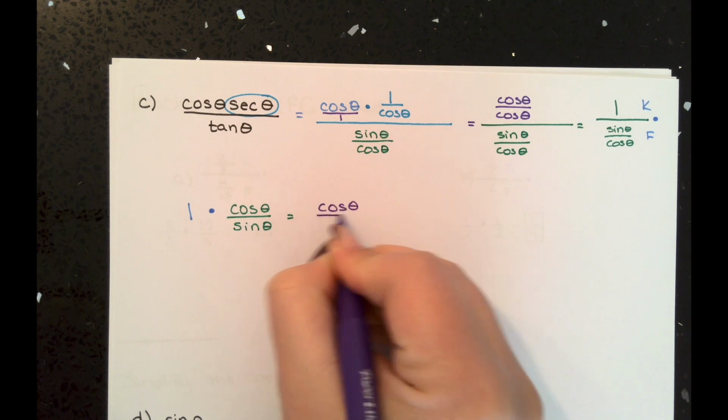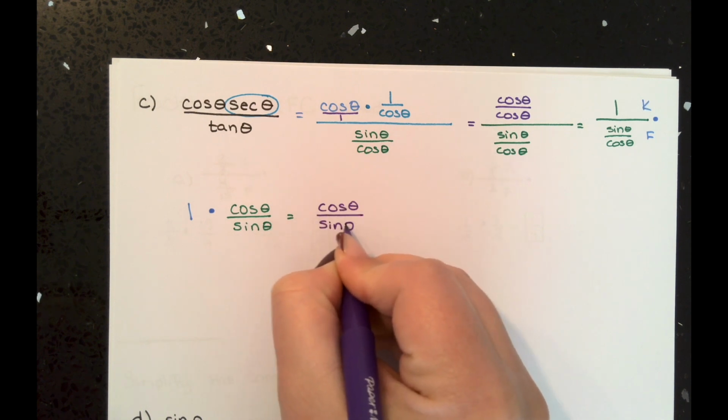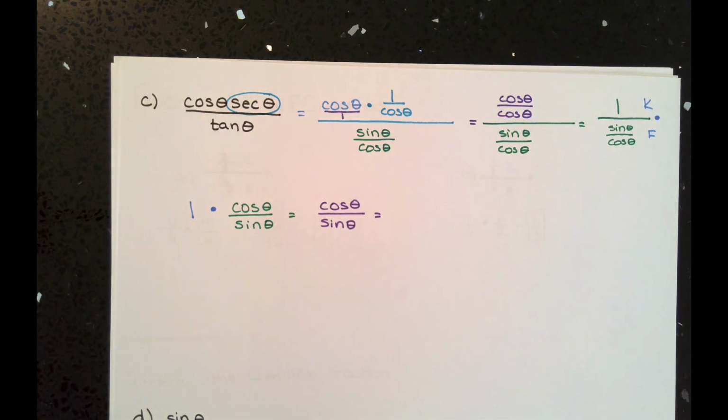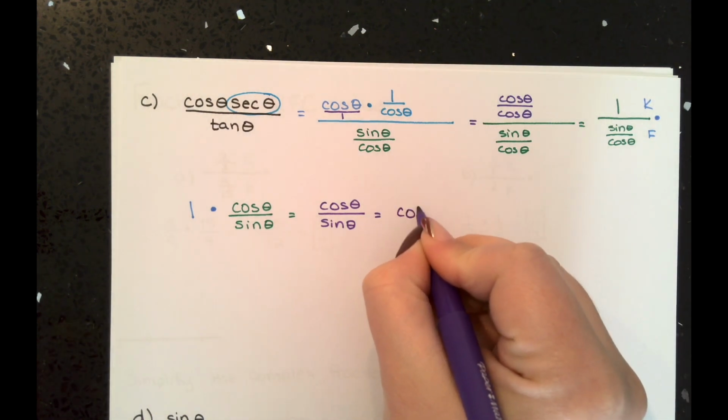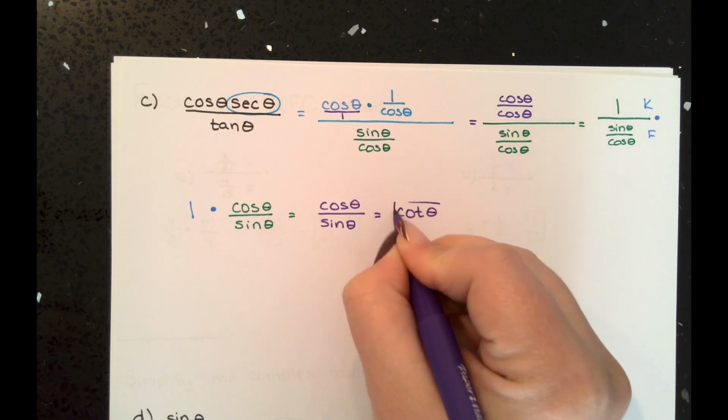Hopefully that's starting to ring a bell now. Cosine over sine is the reciprocal of sine over cosine. Sine over cosine is tangent, so since we have the reciprocal of that fraction, we have the reciprocal function of cotangent of theta.